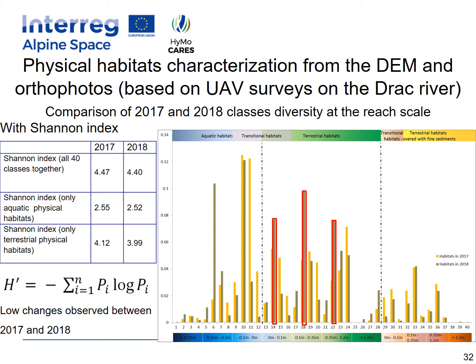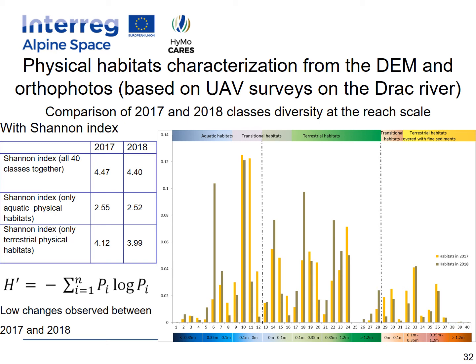In 2017 and 2018, some physical habitat types are, on the contrary, less frequent, like channels showing a depth above 0.35 meter and exposed gravel bars 1.2 meter above the water level, which are less frequently inundated.